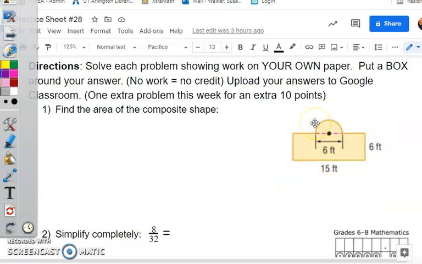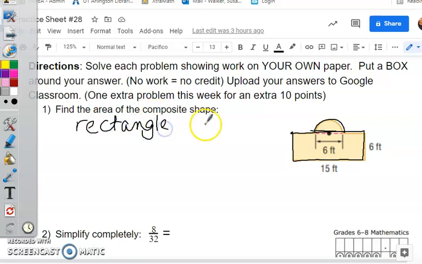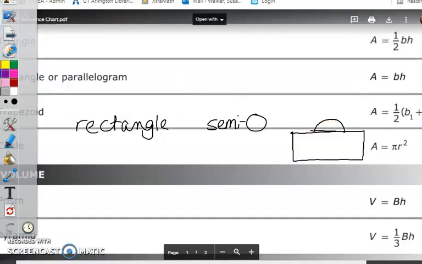Okay. So remember when we do area of composite figures, which are basically irregularly shaped, we're going to break it down into shapes that make sense. So notice I have a rectangle and I have a semicircle. I'm just going to put a circle because I don't have enough room. Oh, by the way, guys, make sure you're writing small on this so that you have enough room to show all of your work.